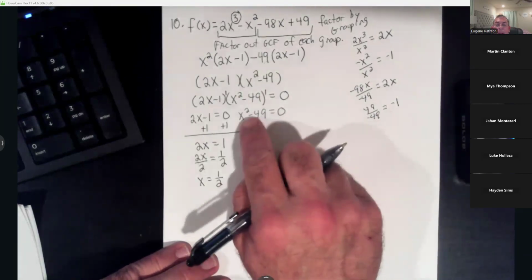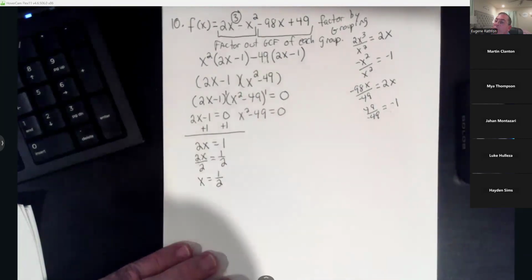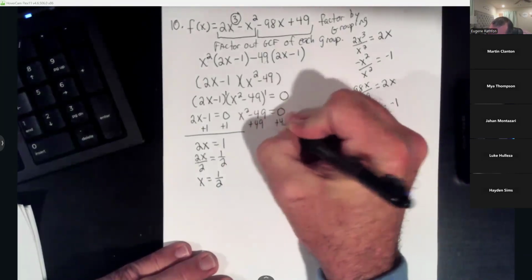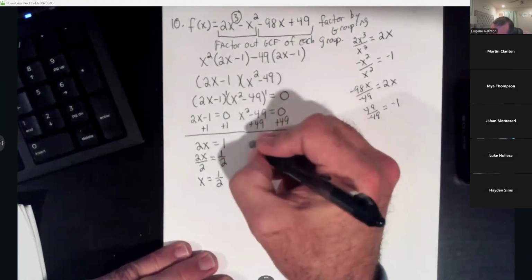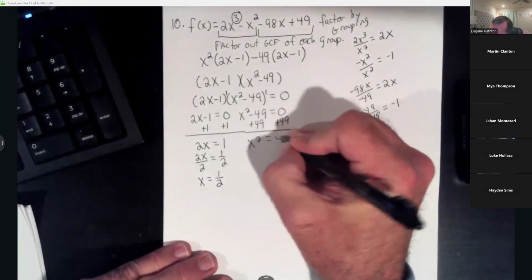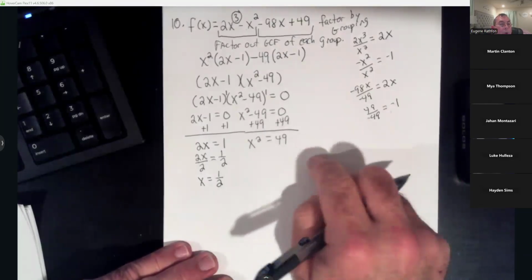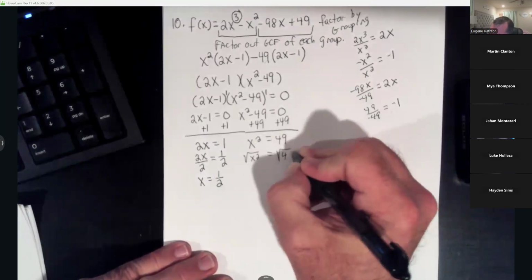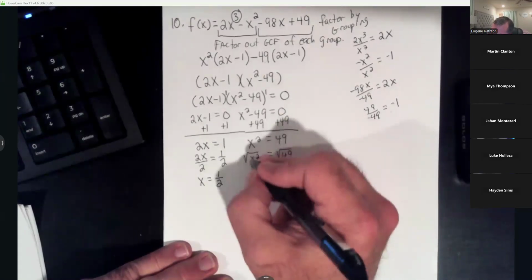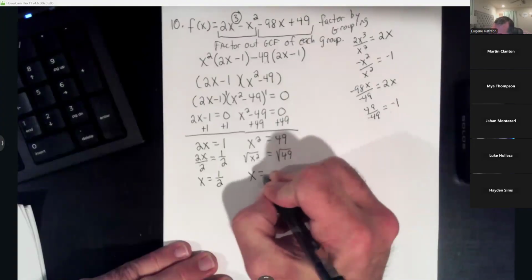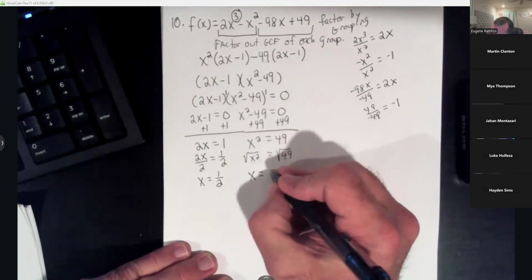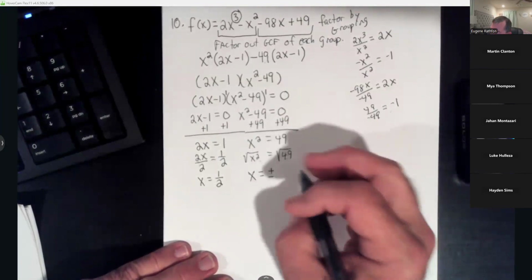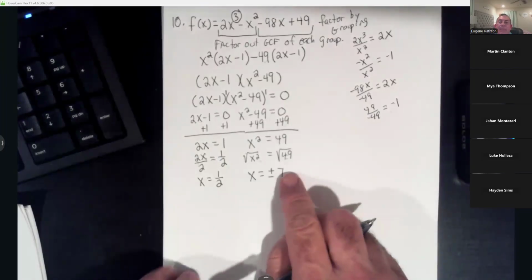Now here, I got an x squared and a number, so I'm going to do the square root again. I'm going to add 49, so that's going to give me my x squared equals 49. We're going to square root that. And y'all, square root of x squared, that cancels, giving me my x. Since I'm taking the square root of a number, that's going to be plus or minus the square root of 49, which is a 7.